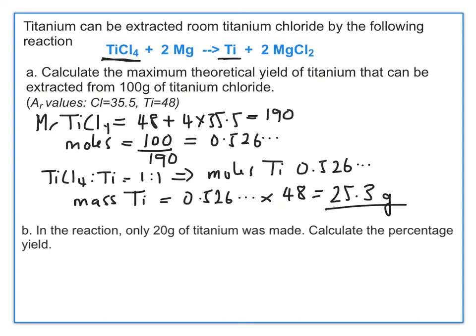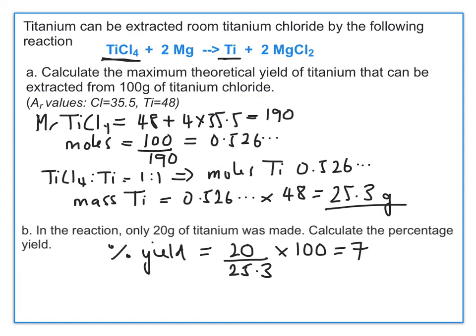So part B, the final stage is to work out percentage yield. So percentage yield equals yield over maximum theoretical yield. I've just calculated my maximum theoretical yield. I'm told that my yield is 20 grams, so 20 divided by 25.3 times 100, and I've got my percentage yield. So let's do that on the calculator. And it gives me 79.1%. And again, that's the 3 significant figures.